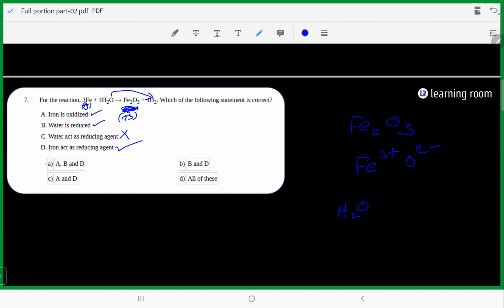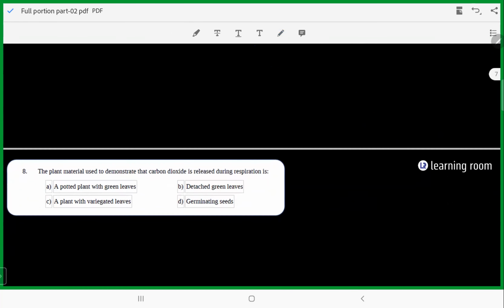So which option is correct? They asked for the correct statements. What are the correct statements? A, B, D. And which option is correct? Hello, all of you there? Option A, sir. A, B, and D are the right statements. Okay, good. Okay, and then.